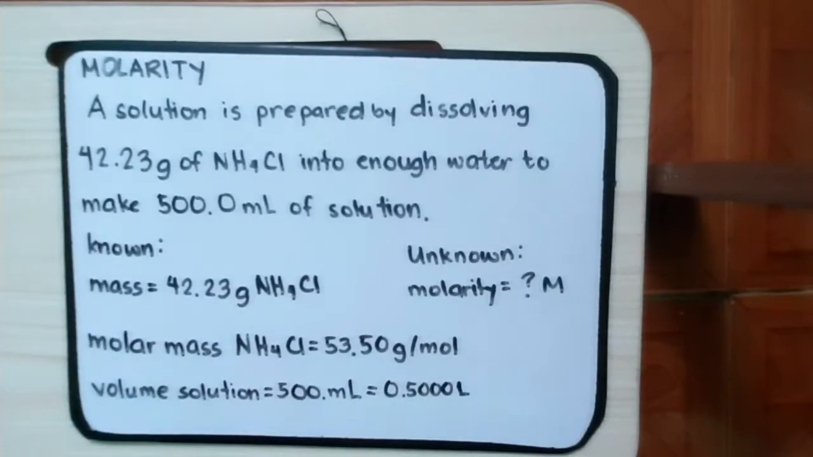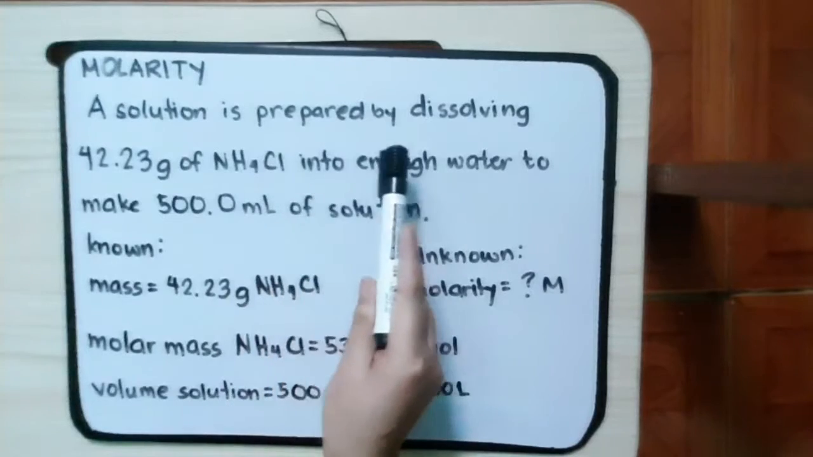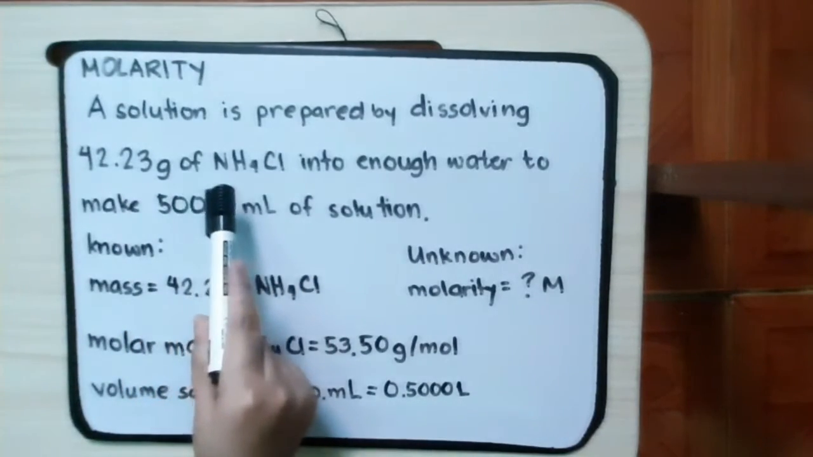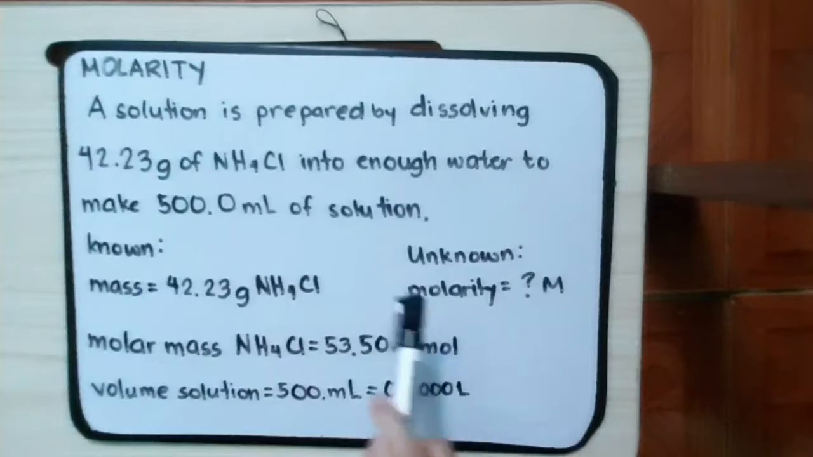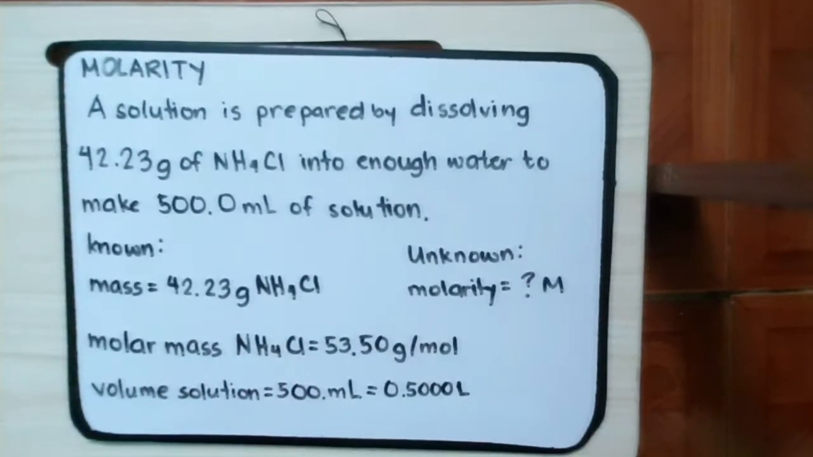So we have a sample problem for molarity. A solution is prepared by dissolving 42.23 grams of NH4Cl into enough water to make 500.0 mL of solution. So first, we must know our known and unknown properties. We have our mass given here, 42.23 grams NH4Cl.